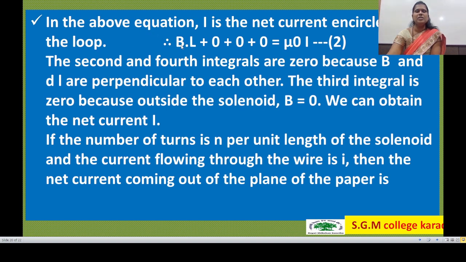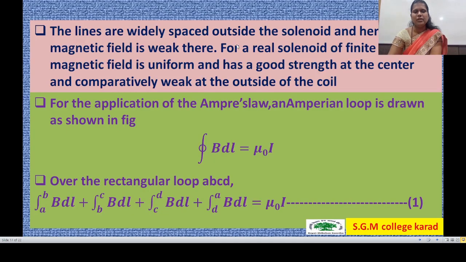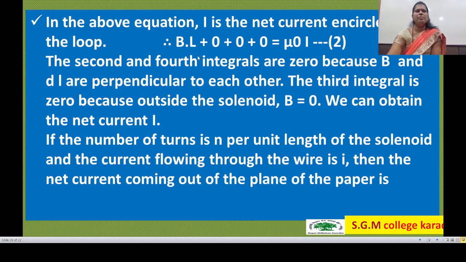Only one term remains, B dot L, and the other terms are 0, because the magnetic field is present only inside, and outside it is zero. So we get the equation B L plus 0 equals mu 0 I.